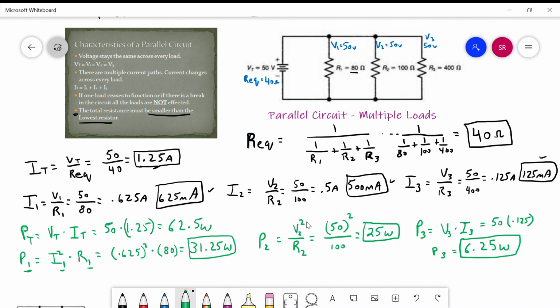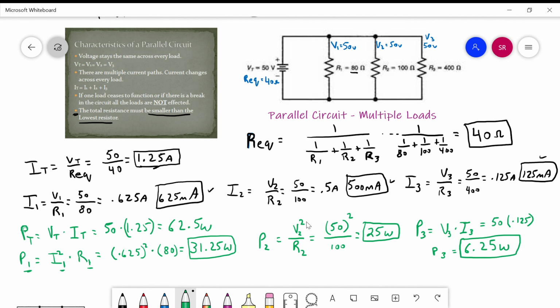We solved the parallel circuit with three loads. And a couple of key takeaways. REQ has a new name here. It's called REQ instead of RT. New formula as well. Voltage remains the same. Current will be different. The higher the resistance, the lower the current. If one load is messed up or shorted, the other loads will still function properly. I hope that helps.